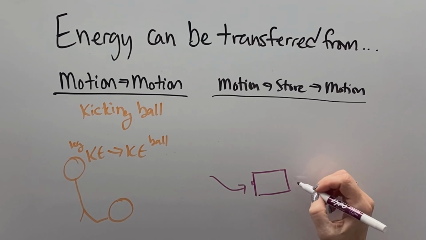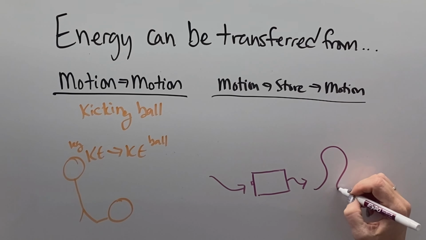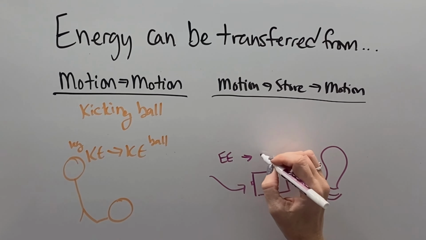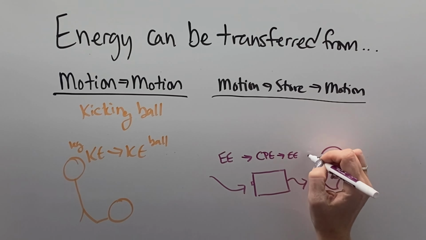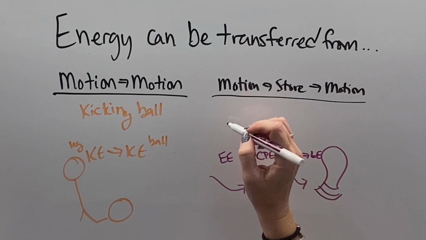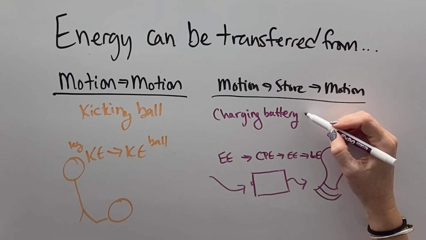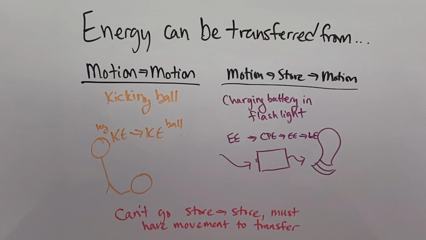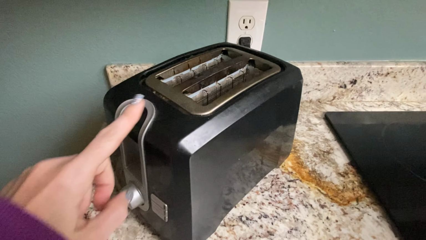So when you charge a battery, say in a flashlight, then you have electricity going in, motion energy, to store as chemical potential in the battery. That then would move to electrical energy back out into light energy in the light bulb. Notice that we're charging that battery and it has to go from motion to store back to a motion. What you cannot have is store to store. There must be some sort of movement to transfer from one store to another.